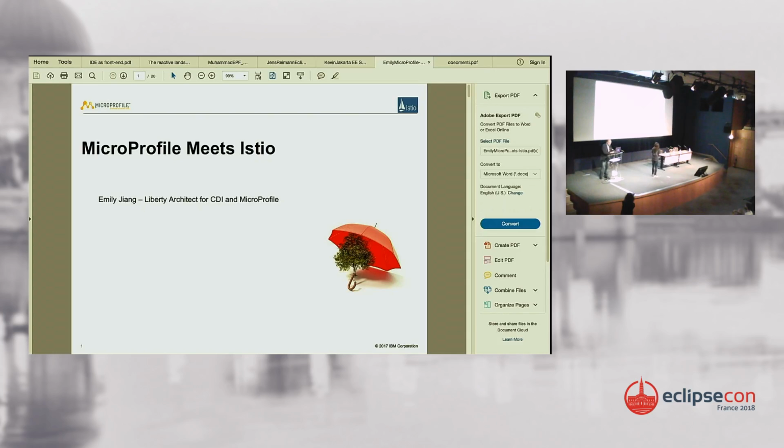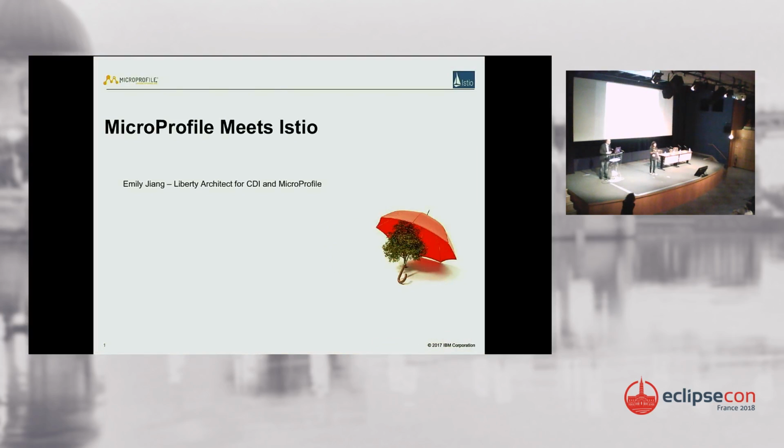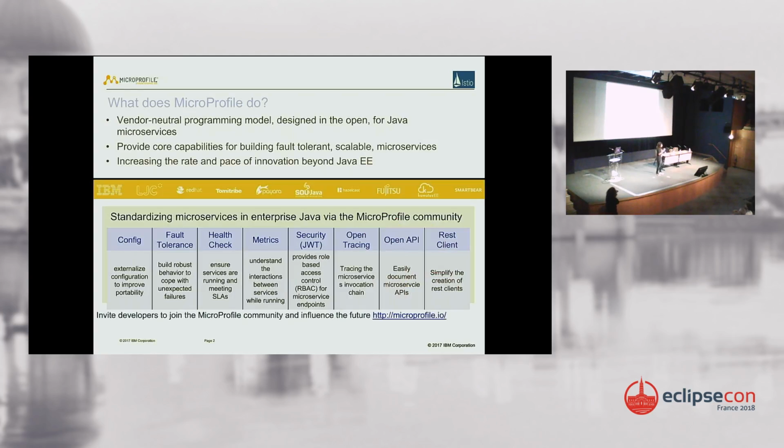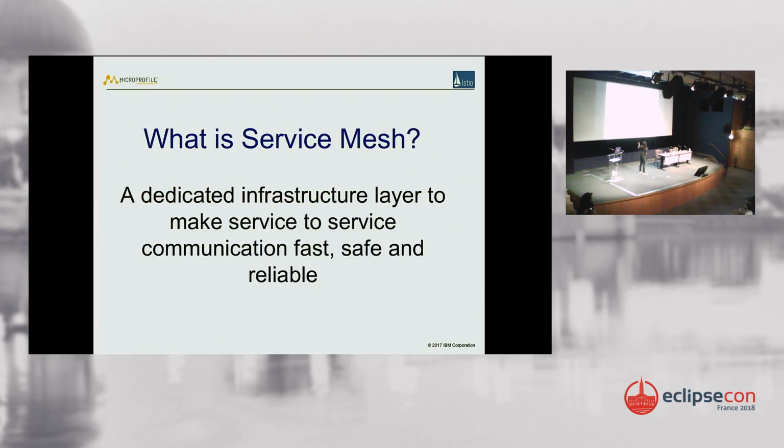Okay. I'm Emily Jiang. I work for IBM, and today I'm going to talk about MicroProfile meets Istio. So MicroProfile is a programming model for applications. Istio is the infrastructure. And today I'm going to talk about the MicroProfile first. So MicroProfile has these specifications: config, fault tolerance, health, metrics, security, open tracing, open API, and a REST client. So in the next few slides, I'll go through and look at how it works.